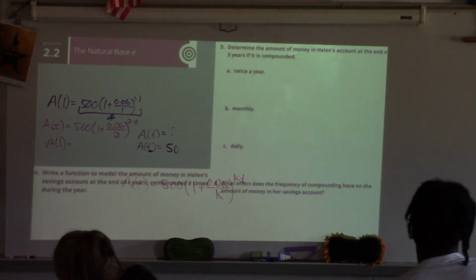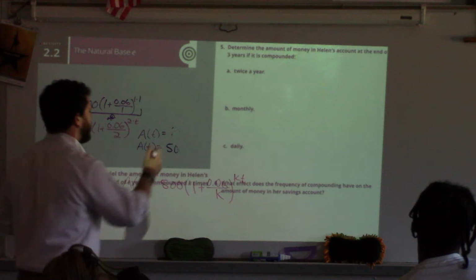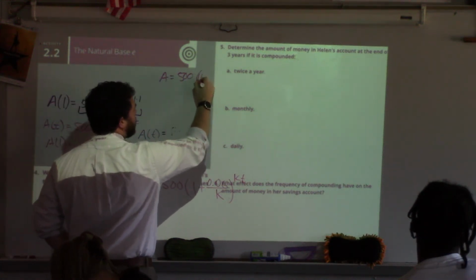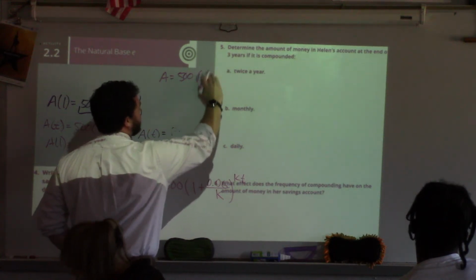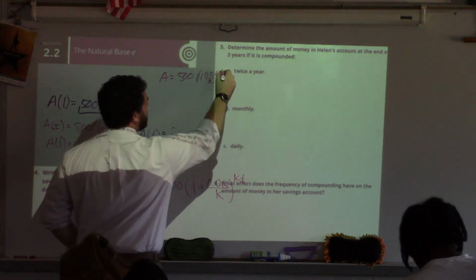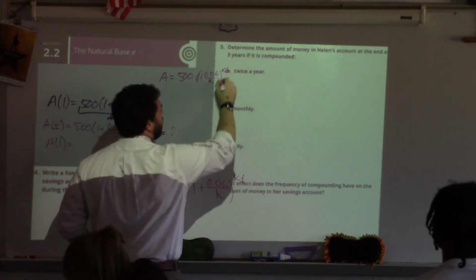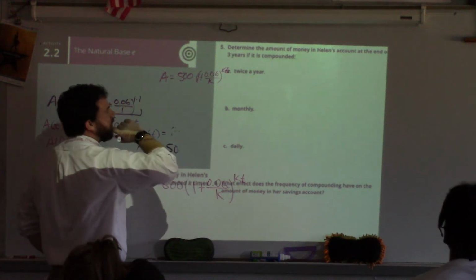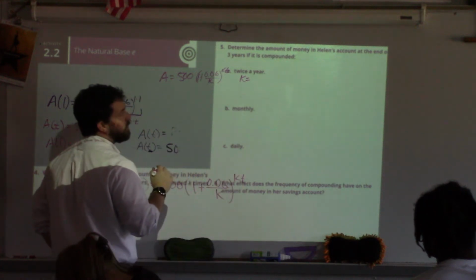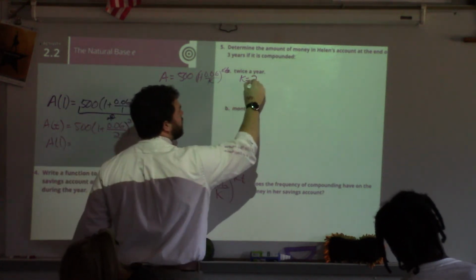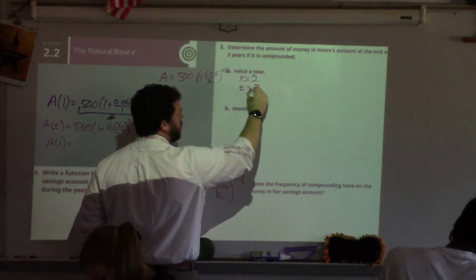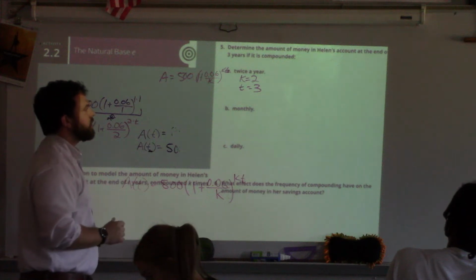Number 5, determine the amount of money in Helen's account. So we already have our equation of 500 times 1 plus 0.06 divided by k raised to the kt. If we are doing this over 3 years and it's compounded twice a year, what is k? K is 2, the number of times per year. And what's the time, the t? The number of years is 3.